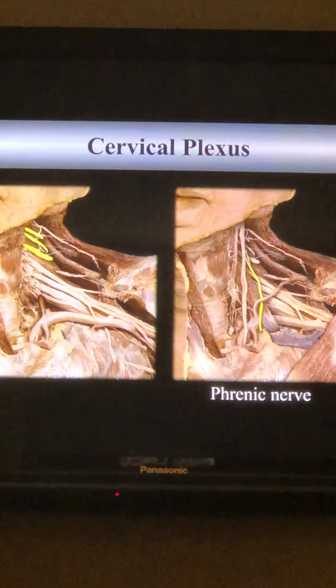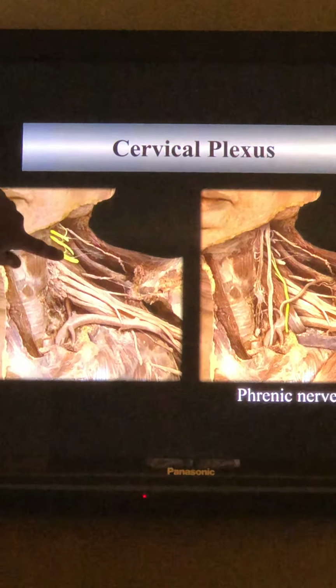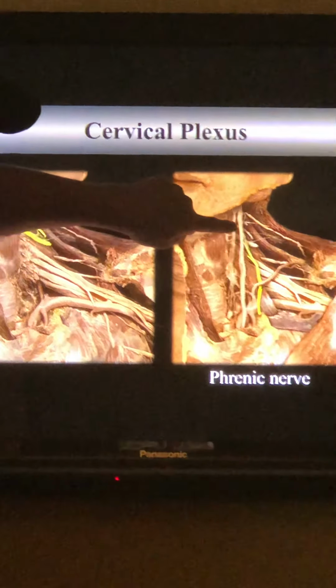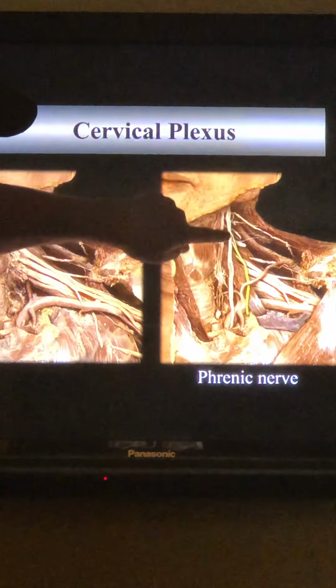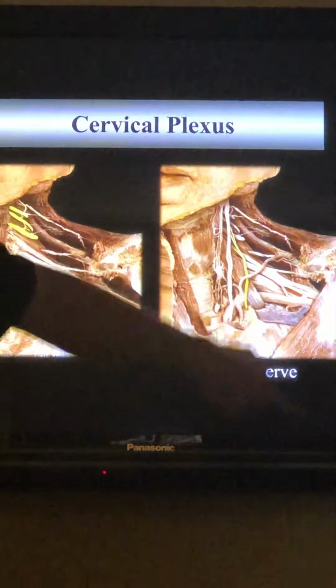I'll show you a cool picture here. Here is C3, C4, C5 spinal nerve. Here is C3, C4, C5 anterior branch that form the Phrenic Nerve.